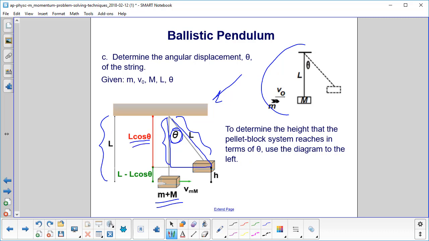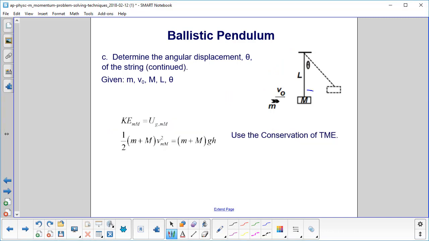Then, what we'd like to find is how high this block goes, this h over here. Well, that's going to be the difference between L and L cosine theta. And here we go. So h, how high the block goes, and we're going to use that for GPE, is L minus L cosine theta. And we'll be using that on the next slide. What we have is the block takes off with a certain amount of kinetic energy. It reaches a maximum height, which means its velocity will be 0, so all of its kinetic energy will transform into gravitational potential energy. That's the statement right here.